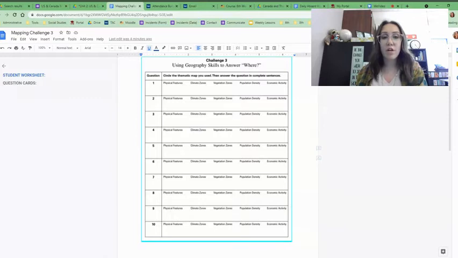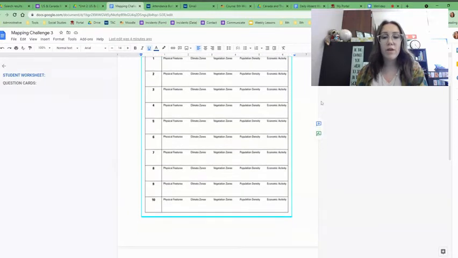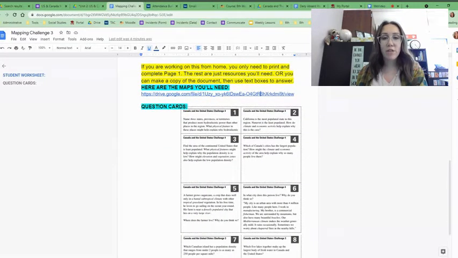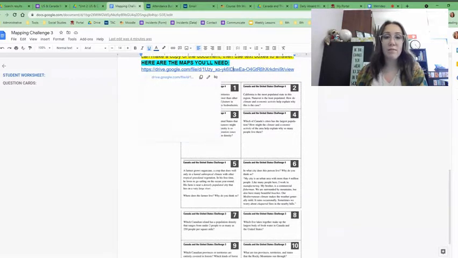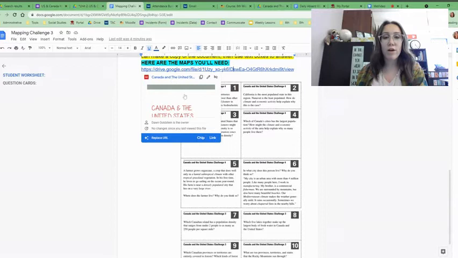Otherwise, you can make a copy of this document and you can put text boxes or whatever you want in here to make this work for you. The next thing you're going to need is this next page. First of all, you're going to need a collection of maps. To be able to access them, you'll need this link here. We'll go there in a second.